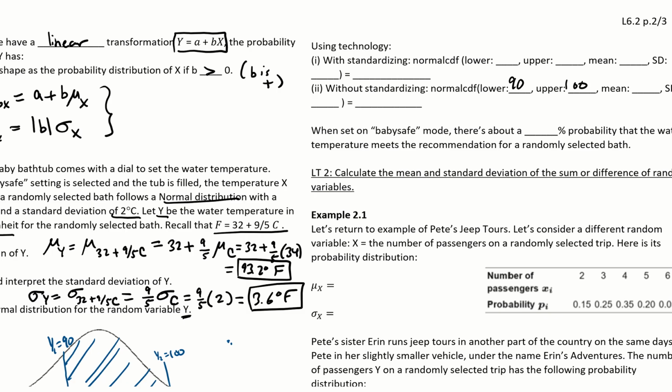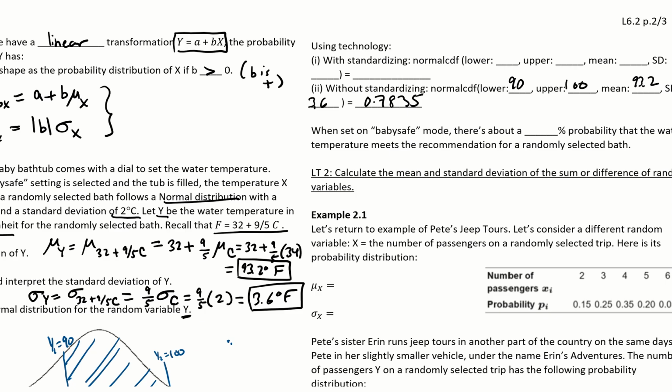The mean was 93.2 and the standard deviation was 3.6. If we do this on the calculator, you get 0.7835. We'll show you this on the calculator in a second.